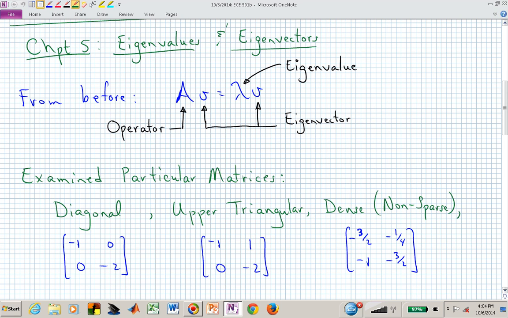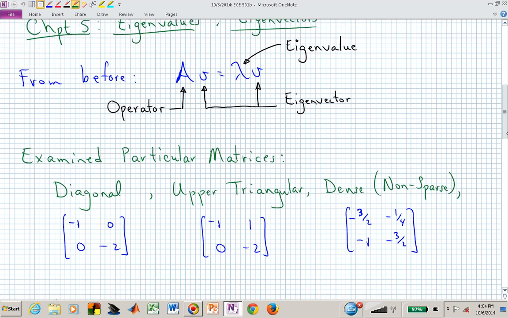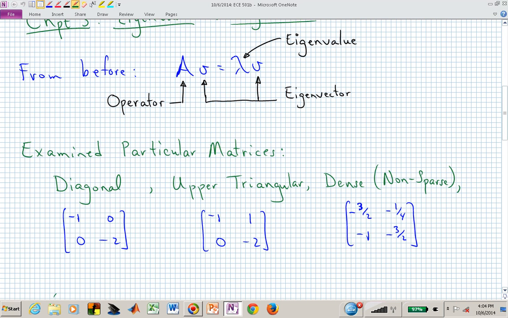We looked at that for particular matrices. For a diagonal matrix, the eigenvalues are right on the diagonal. For an upper or lower triangular matrix, again, the eigenvalues are there very clearly on the diagonal. For a dense or a non-sparse matrix, it may not be obvious what the eigenvalues are. This particular matrix, I think, had eigenvalues at -1 and -2, just like the previous two matrices. All of these have the same eigenvalues.